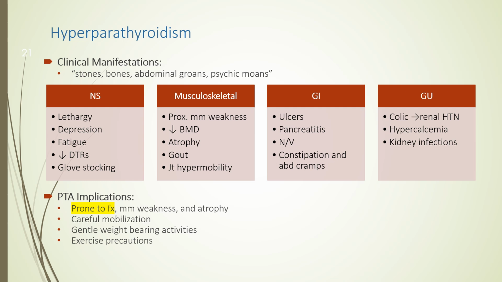Here you can see clinical manifestations of hyperparathyroidism based on the body system, as well as PTA implications. One thing to note is these patients may be prone to fractures, have muscle weakness, and atrophy. So being careful with mobilization and weight-bearing activities is important, as well as exercise precautions.